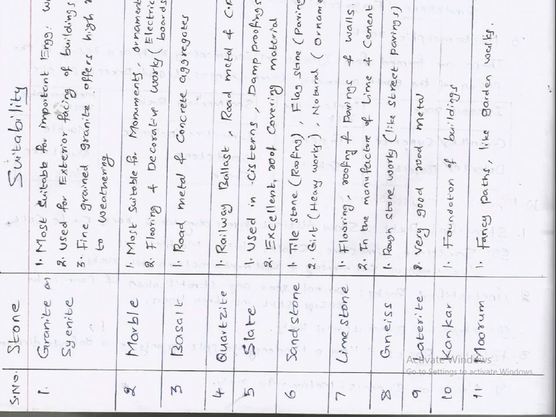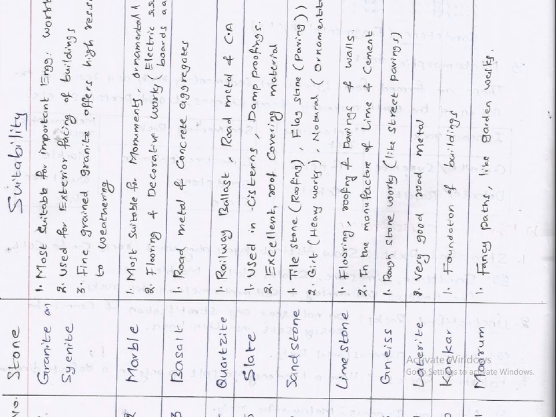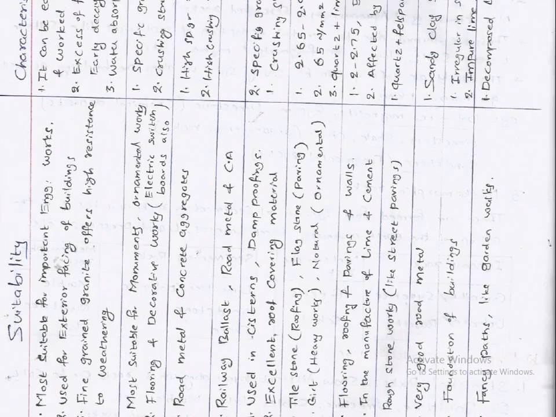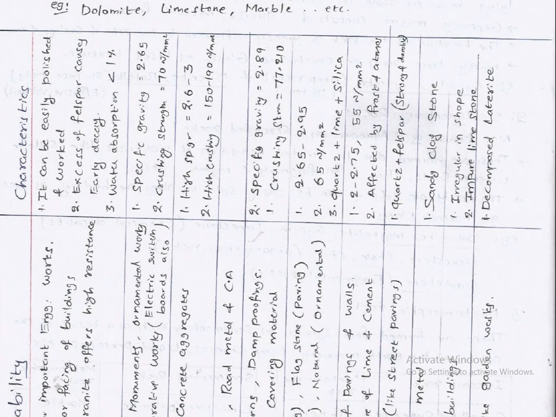Now, the stones. First, granite. Suitability: most suitable for important engineering works and used in exterior facing of buildings. Fine-grained granite offers high resistance to weathering. It can be easily polished and worked. Excess of feldspar causes early decay. Water absorption is less than 1%.